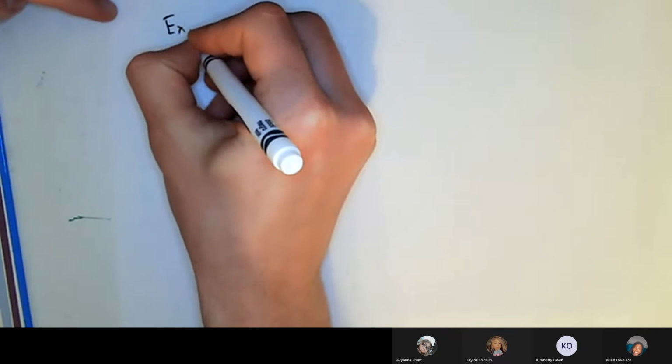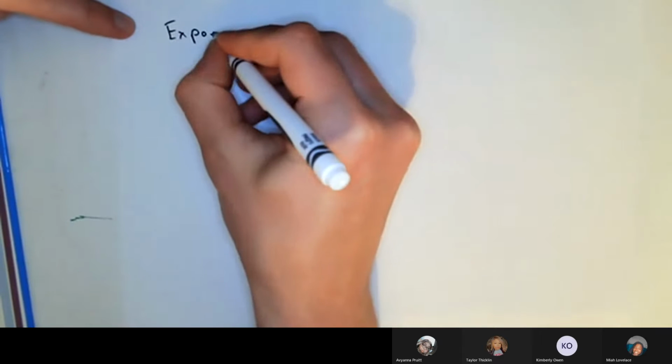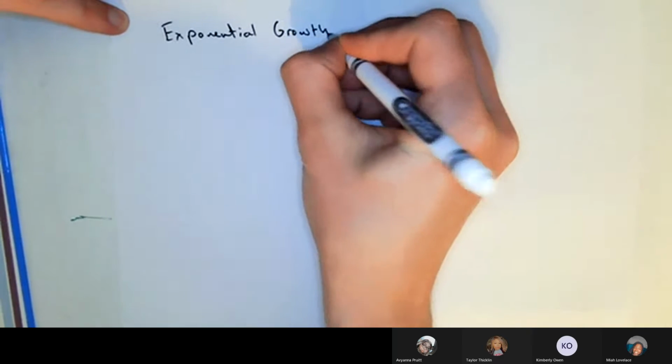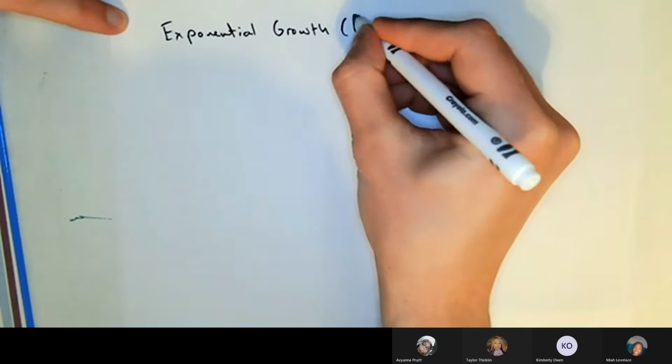Okay. So we did 2 examples with doubling populations. Now we're going to talk about exponential growth that is relative. The growth is relative to the current population.